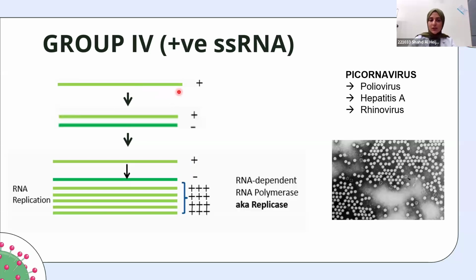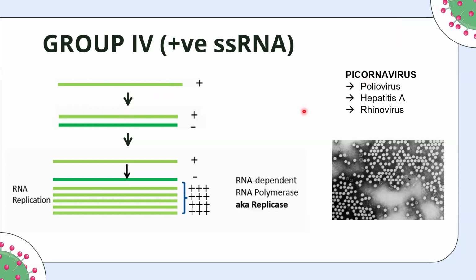This positive strand can be used to make the proteins, and we can make a negative strand. This can be recognized by the host cell's PRRs. And the positive strand will again be used to replicate, to make more of the genome, by RNA-dependent RNA polymerase, which is the replicase enzyme. Under this, we have the coronaviruses, polio, hepatitis A, and rhinovirus.